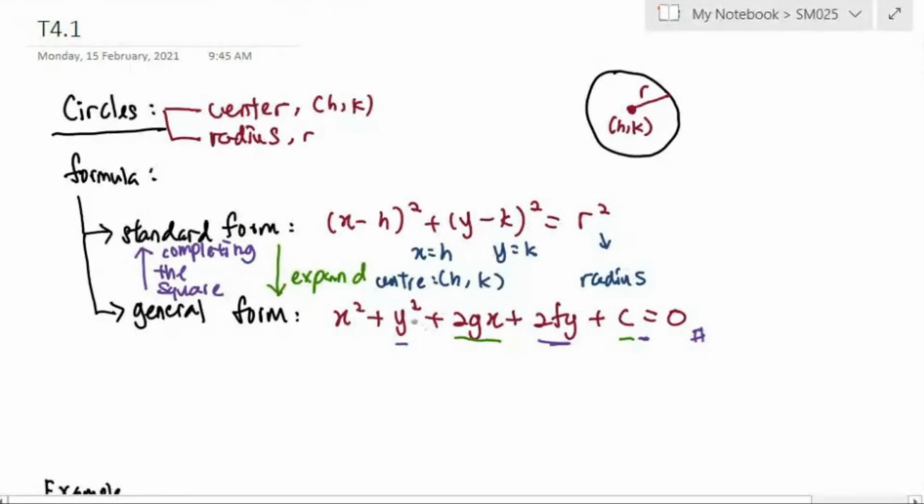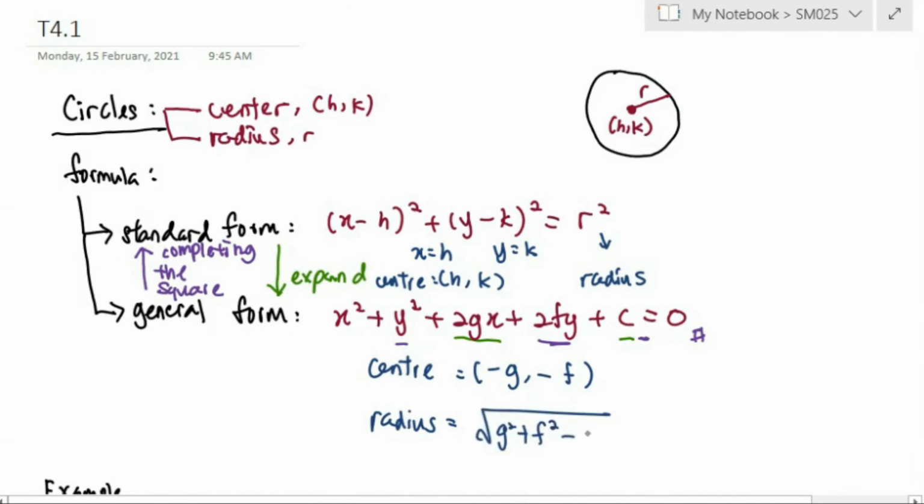Meanwhile, from general form, how do you get your center? You have to memorize this formula. So center will be equal to negative G, negative F. So where do we find G and F? G will be the coefficient of X, while F will be the coefficient of Y. Since here we have 2G, it means you need to divide by 2 in order to get G. And for this coefficient of Y, you need to divide by 2 in order to get F. So for radius, it will be square root of G squared plus F squared minus C.